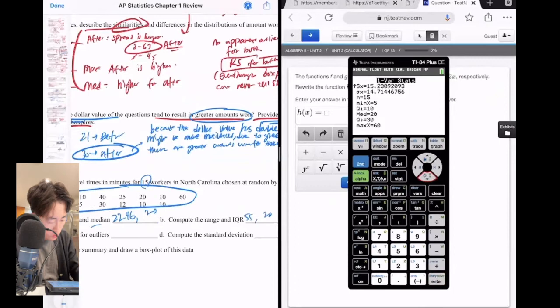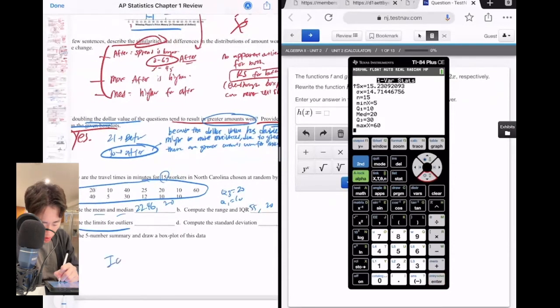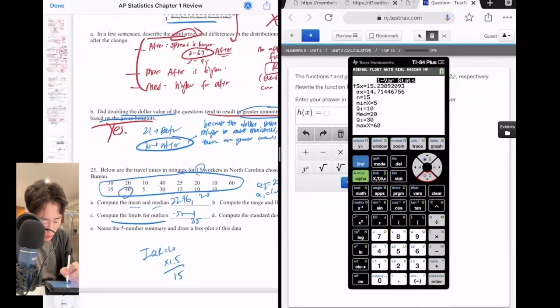The IQR is 20, since we know that Q3 is 20 and Q1 is 10. Now, compute the limits for outliers. So IQR is 10, times 1.5 is 15. So the limits for outliers should be anywhere between -5 and 35. So anything above 35 would be considered an outlier, which means it's 40 and the 60. There should be 3 outliers here.